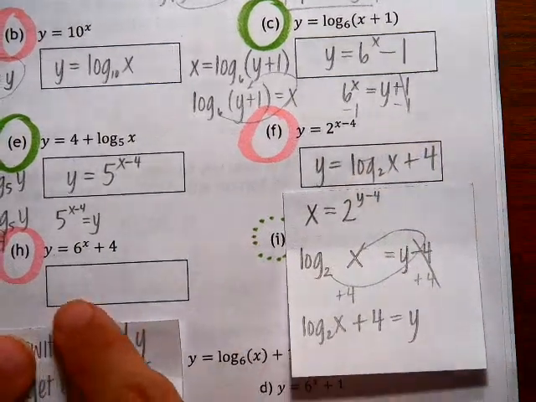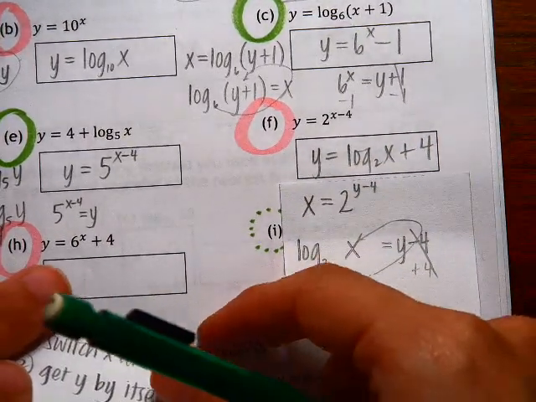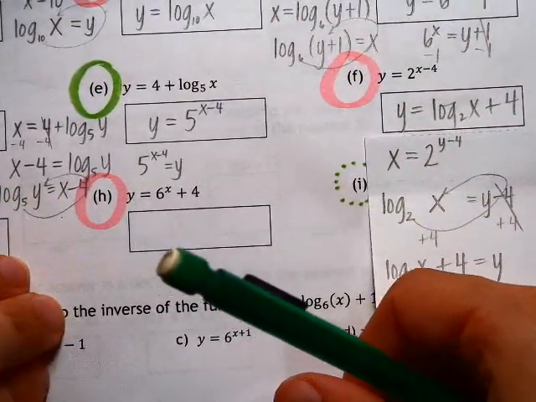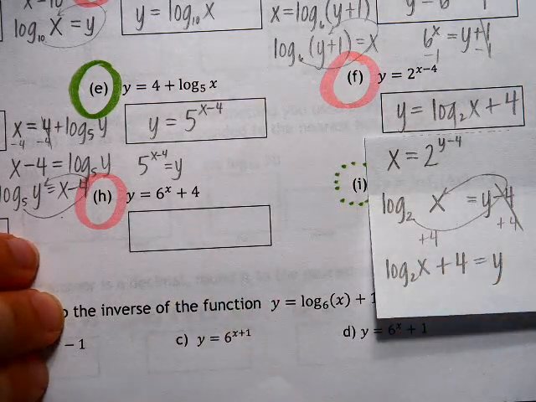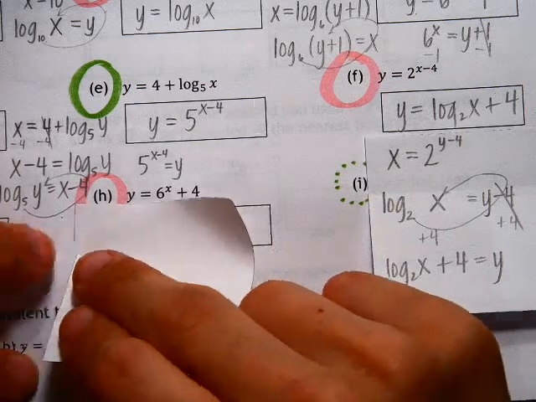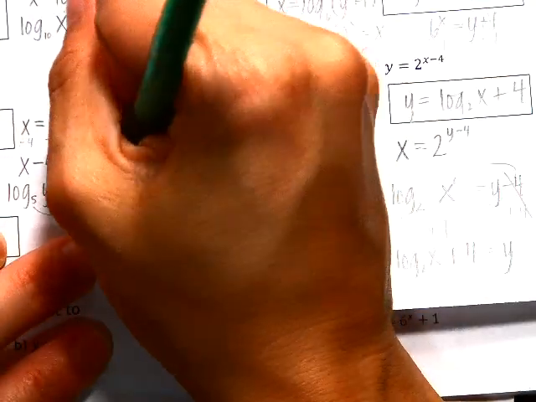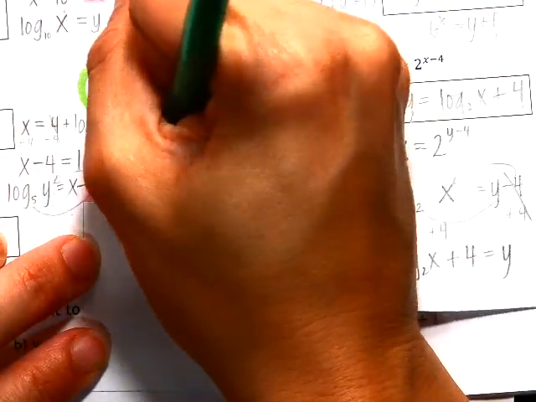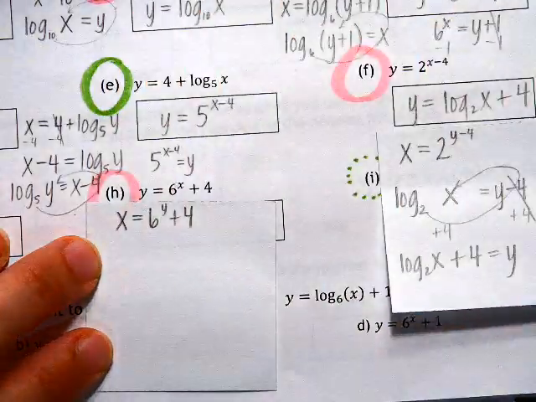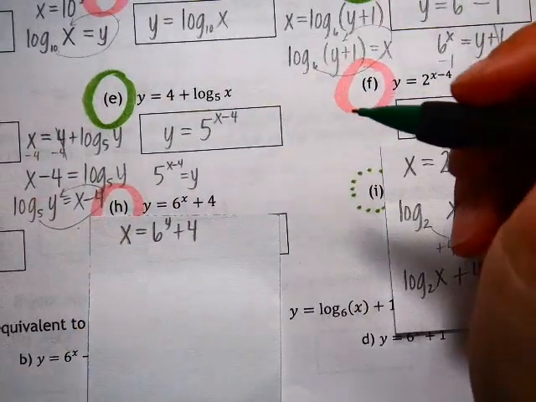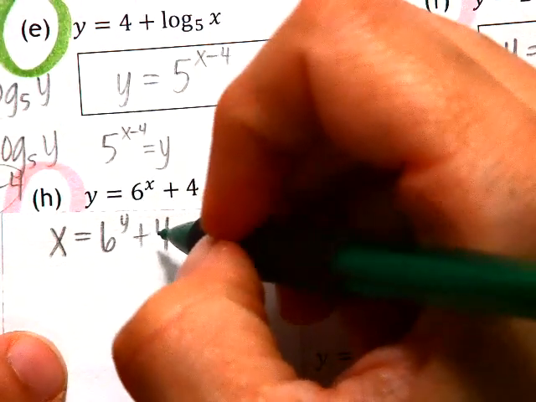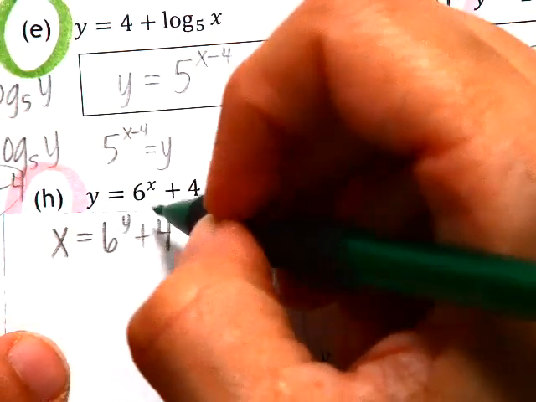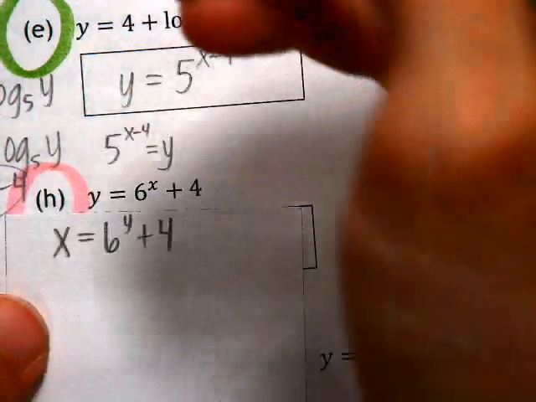Last one, let's just see if we can give it a try, and that's letter H. In letter H, same thing. Switch x and y and get y by itself. So if I switch x and y, the question will say x equals 6 to the y plus 4. Now let's see what we need to do to get y by itself. Can we move anything easily? Looks like we can move the plus 4. It's not stuck anywhere. It's just kind of free, ready to move. So I can subtract the 4 to the other side.